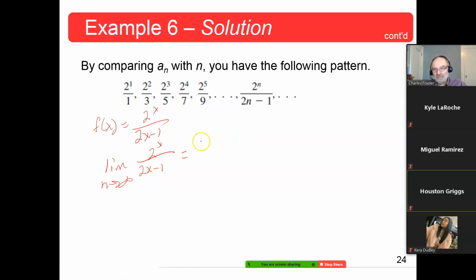Let's do L'Hopital's rule, and that says it would be the same as the limit as x approaches infinity of the derivative of the numerator. Remember that one? We just had it: log 2 times 2 to the x, the log of the base times the function itself, divided by the derivative of the denominator, which is just 2. Well, guess what? This is an infinite number divided by 2. That's going infinitely large. No way around it.